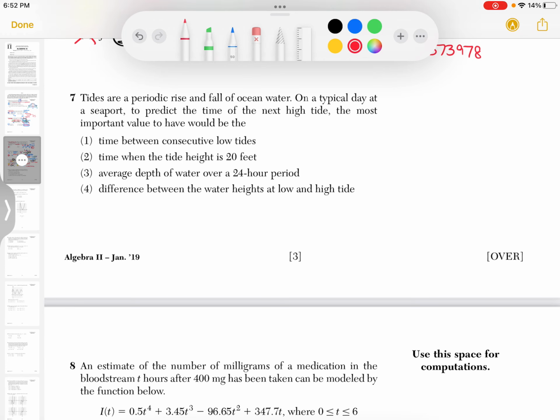All right, number 7, kind of a weird question. It says, tides are a periodic rise and fall of ocean water. On a typical day at Seaport, to predict the time of the next high tide, the most important value to have would be the blank. So when we're talking about something changing periodically, this is like a sine, cosine, trig graph situation.